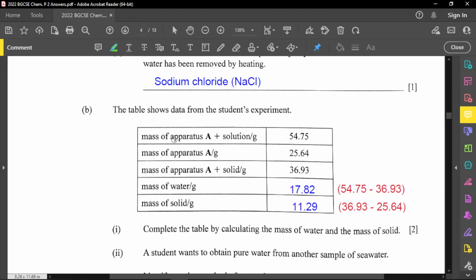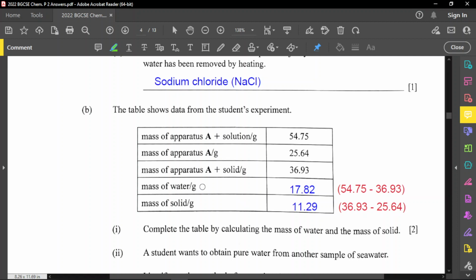And so they break down in terms of the different apparatus and substance. So you have the mass of the apparatus A plus the solution, mass of the apparatus A, mass of the apparatus A plus the solid, mass of the water, mass of the solid, and they give the masses here. And so the first thing it asks us here is to complete the table.